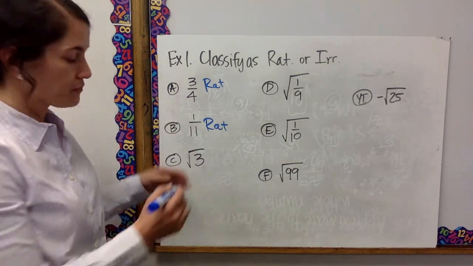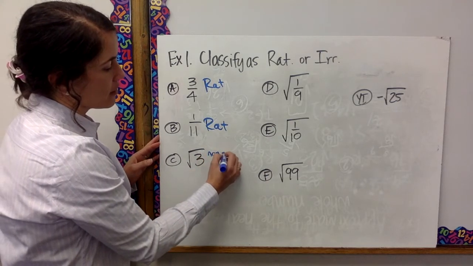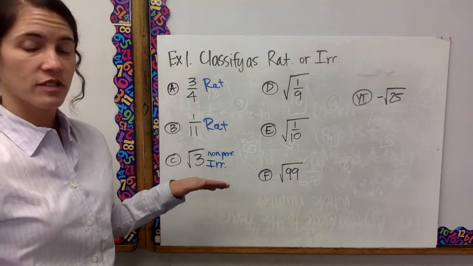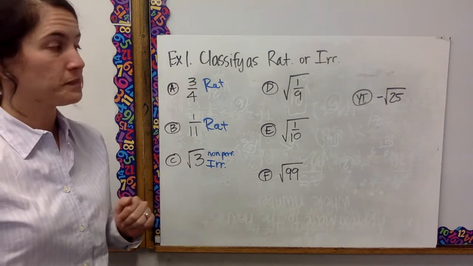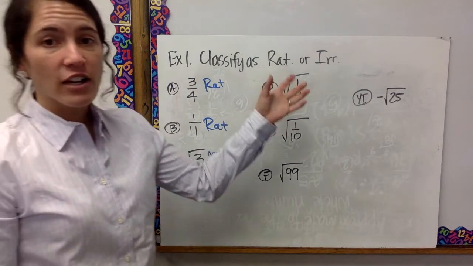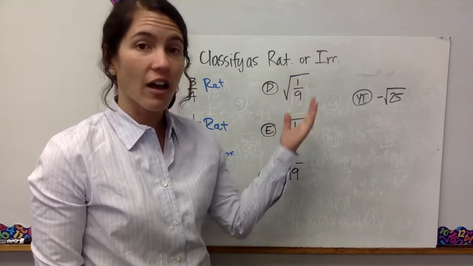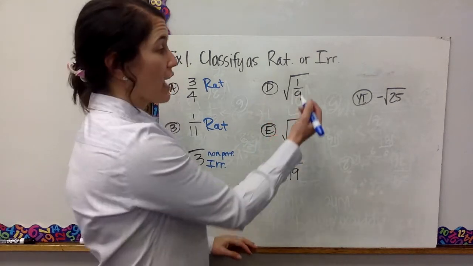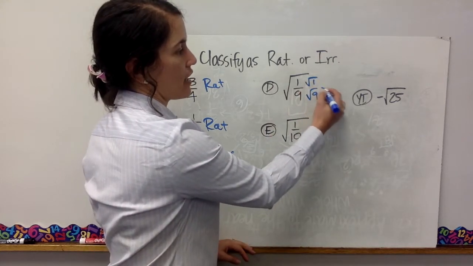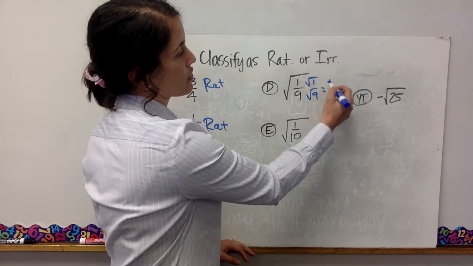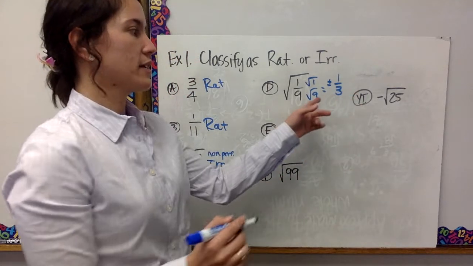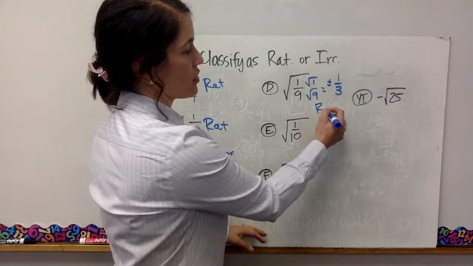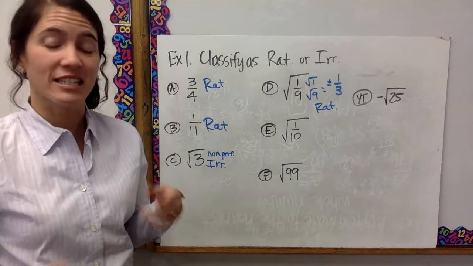Now the square root of 3, this is a non-perfect square, so that means this would be irrational. It's a non-perfect square, so it would be irrational. D, we have a fraction underneath the radical, so we need to evaluate this to see if it's rational or irrational. Can you take the square root of 1/9? You can. Take the square root of 1 and the square root of 9, which would be plus or minus 1/3, because the square root of 9 is plus or minus 3. Now I'm back to a fraction, so that means this value is rational because it's just a regular fraction.